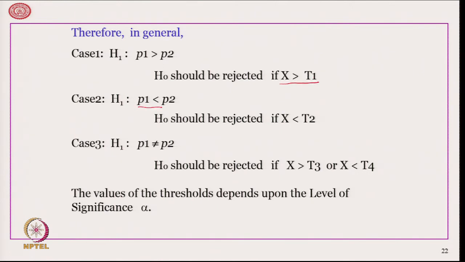Similarly, if P 1 is less than P 2, we shall reject the null hypothesis if the value of x is less than some threshold T 2, and for the two sided case we will look at whether x is greater than some threshold or x is less than some threshold T 4, and the values of the thresholds will depend upon the level of significance alpha. That of course, all of us understand.